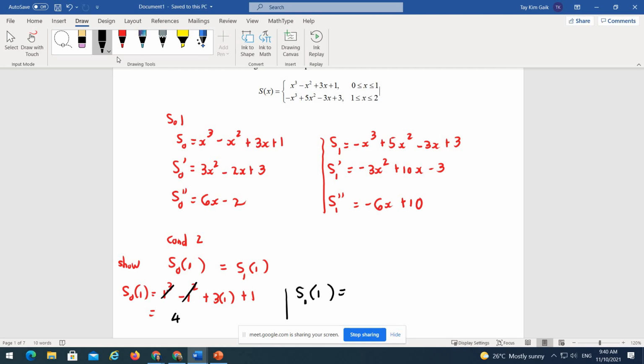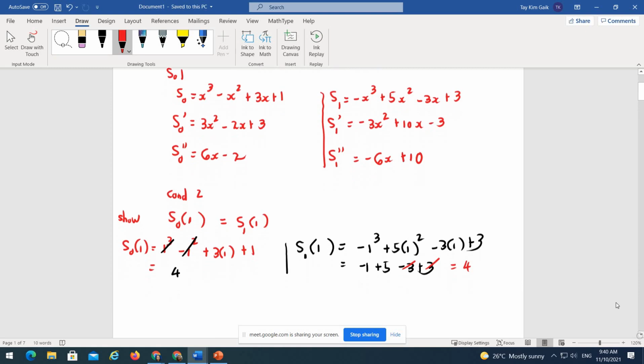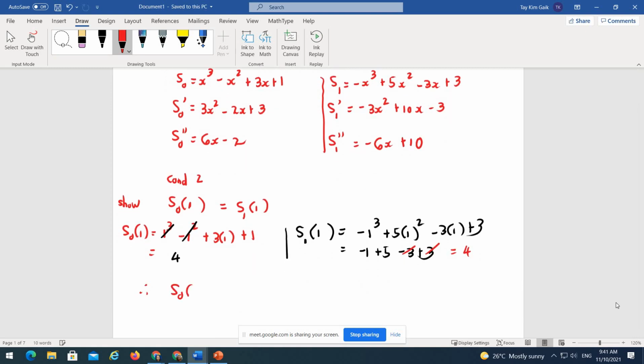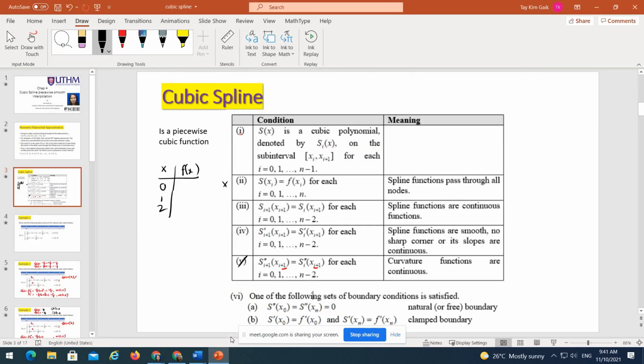Plug x equal to 1 into the function S1. You have negative 1 cubed plus 5 times 1 squared minus 3 times 1 plus 3. So this is negative 1 plus 5 minus 3 plus 3, so you have 5 minus 1, which is 4. Therefore S0 at 1 is equal to S1 at 1, equal to 4. This is proven. This is condition number 3.